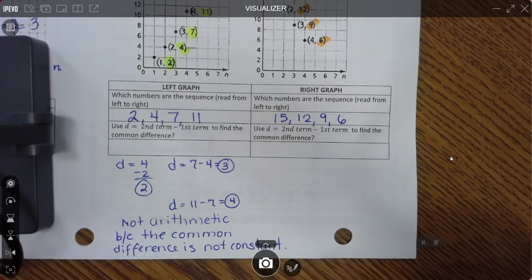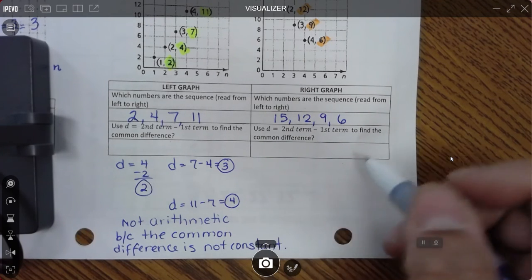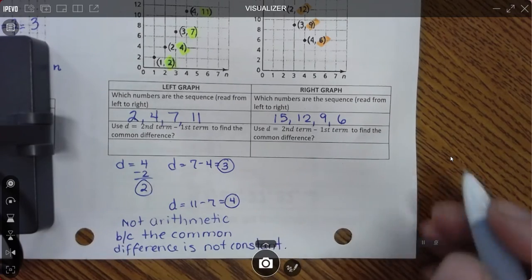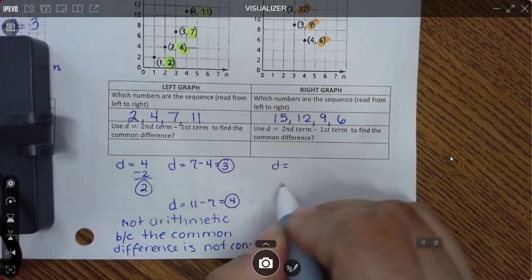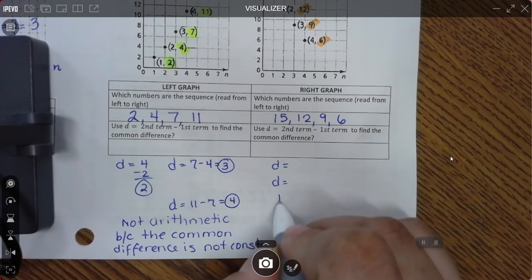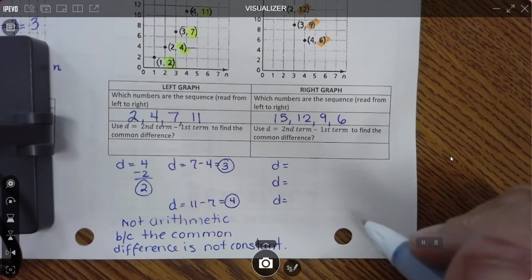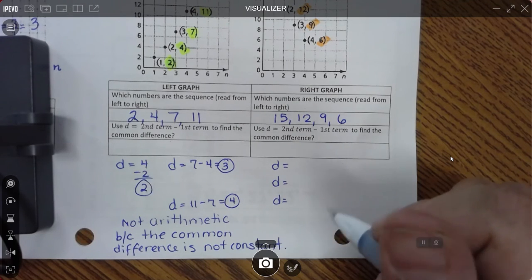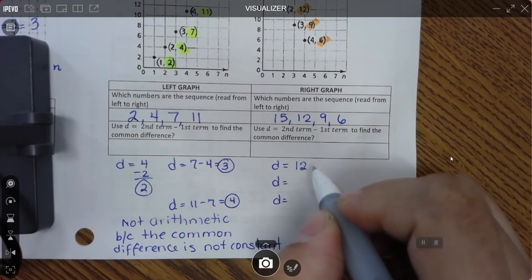Understood? All right, so now can you please check if this sequence has a common difference using the same technique that we did here? So you're going to be calculating, I think, 3 differences here. What's the first calculation that you're going to be doing? 12 minus 15. You need to make sure you're writing it down.